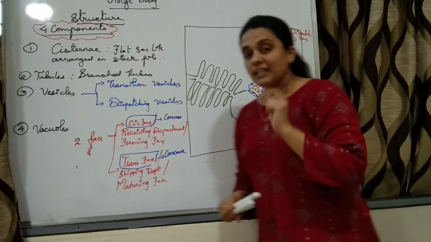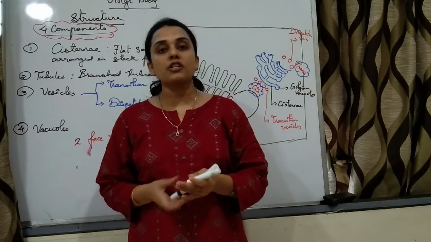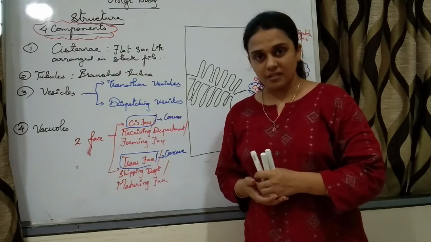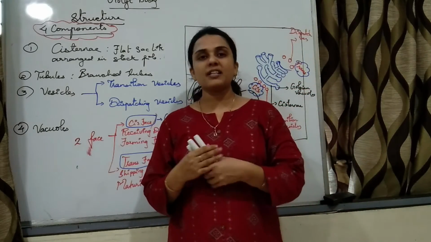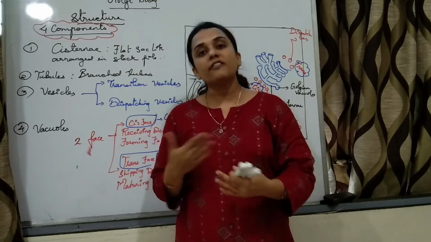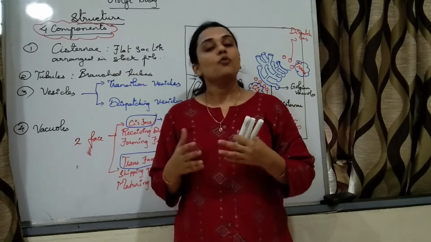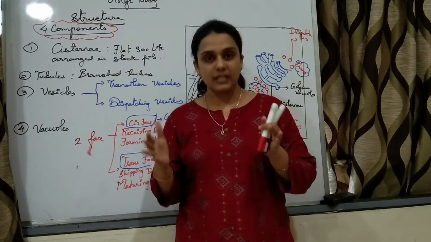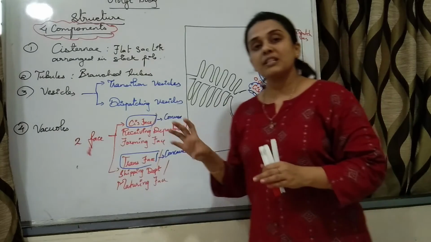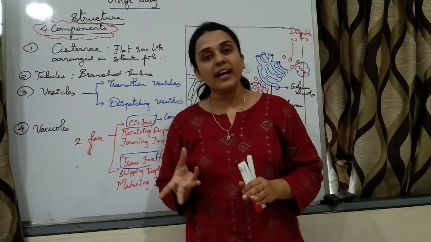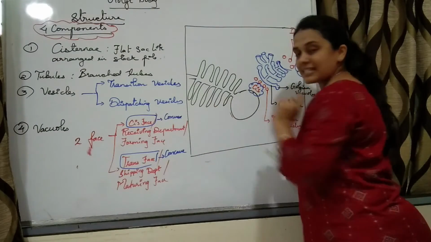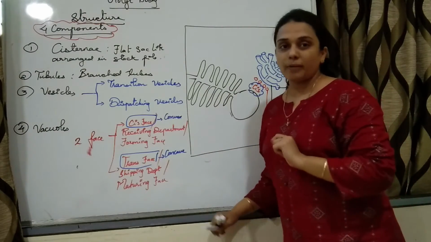Why? Students, the most important function of the Golgi body is modification and packaging of materials. Which materials? Say, for example, there is some raw material. If cotton is a raw material, when we modify it and package it, what do we get? We get proper clothes, cloth pieces. Similarly, if anything is produced in the cell which needs to be modified and packaged, that function is done by the Golgi body.